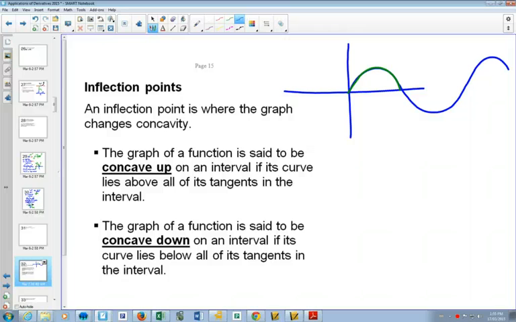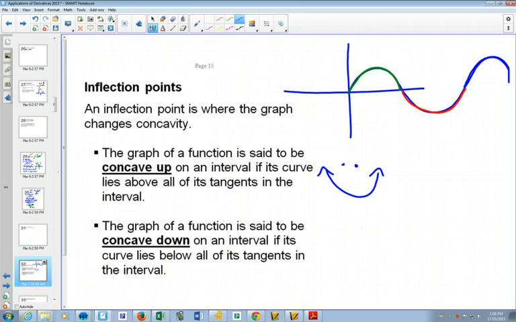Here we'd say it's concave down. Here it's concave up. Then it changes back to concave down, and so on and so forth. So we say something is concave up like this if it has that kind of curvature.